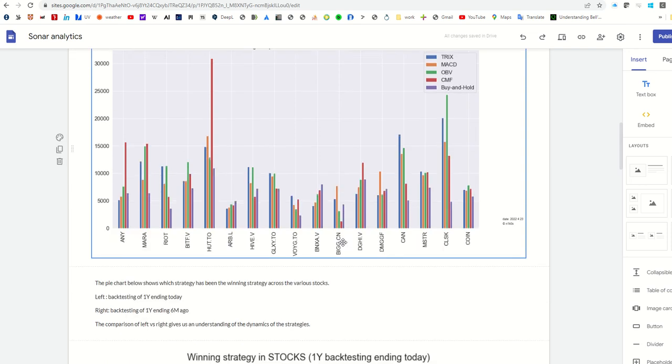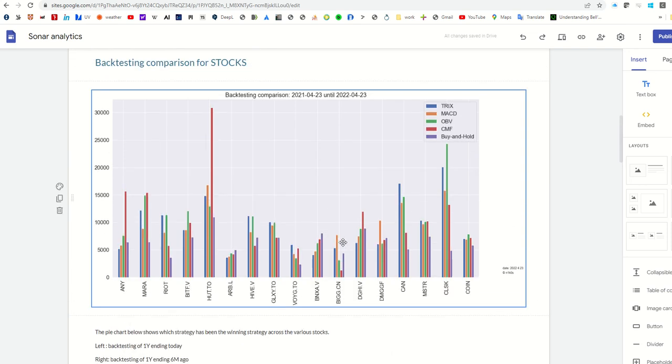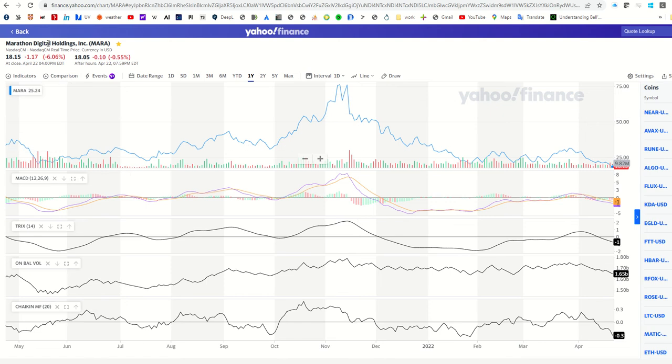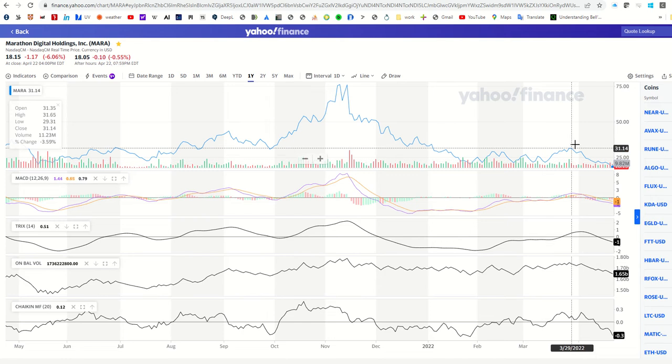Before I go to this new addition, let me explain a bit, in just a couple of minutes, what each of these indicators is actually doing. So if I look at Yahoo Finance here, as an example Marathon, we see the course of the past 1 year of the price action for Mara, and here on these tables I've put MACD, trix, on balance volume, and Chaikin money flow.